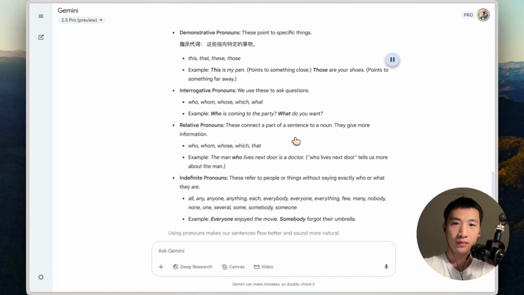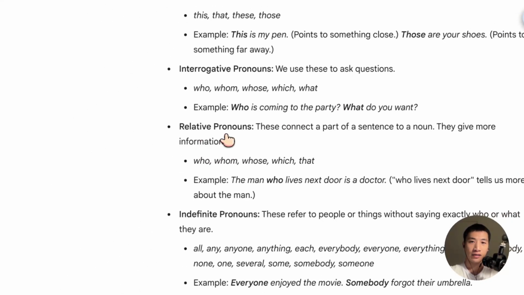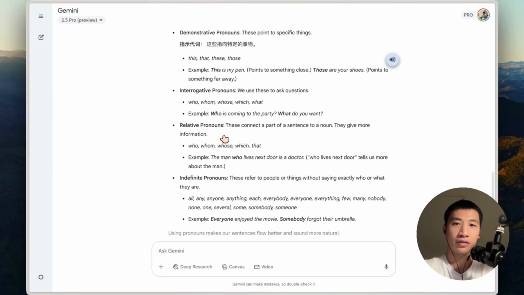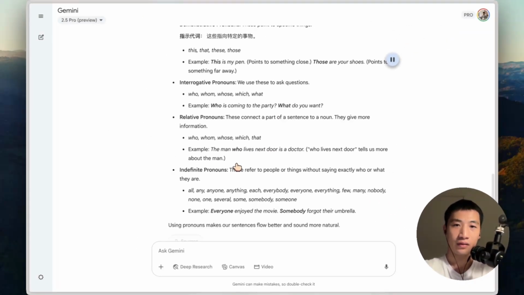Relative pronouns. These connect a part of a sentence to a noun. They give more information: who, whom, whose, which, that. Example, the man who lives next door is a doctor. I think relative pronouns are usually used in conversation. Who lives next door tells us more about the man.